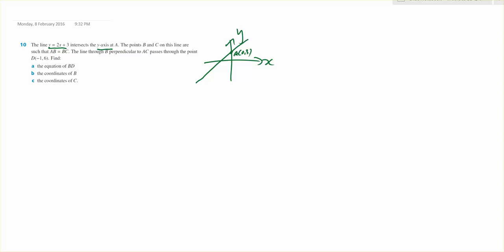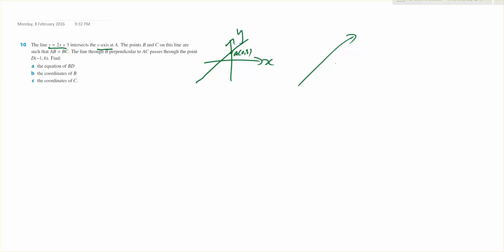The points B and C are on this line such that AB equals BC. Now, B and C could be somewhere here or somewhere there. We don't know, so I'm not going to draw it yet. What other information we're given is that the line through B is perpendicular to AC. We know AC is on this line somewhere.